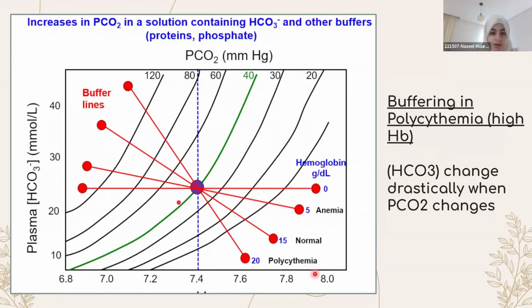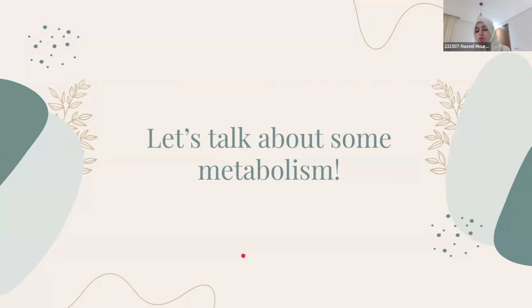Now let's take the opposite direction. If you have polycythemia, in which basically your hemoglobin goes really high up to 20, for example, you see that this line became very steep. So even a small change in carbon dioxide is going to dramatically increase or decrease your bicarbonate. Okay, was this part clear about the bicarbonate and carbon dioxide buffer? Okay, excellent.